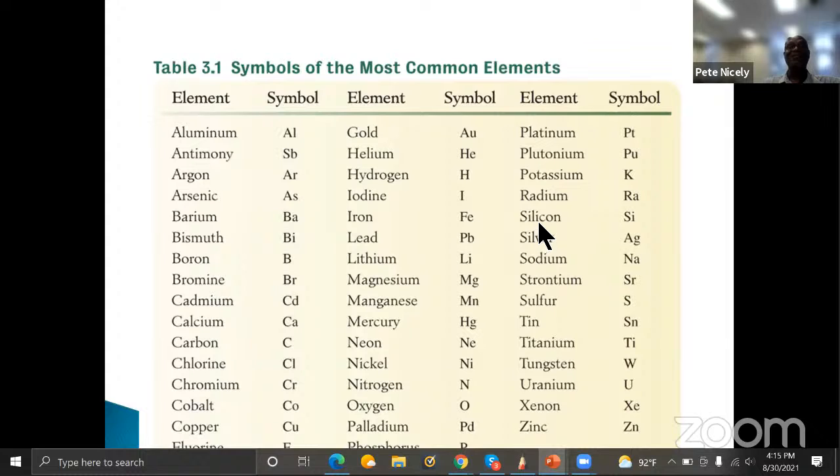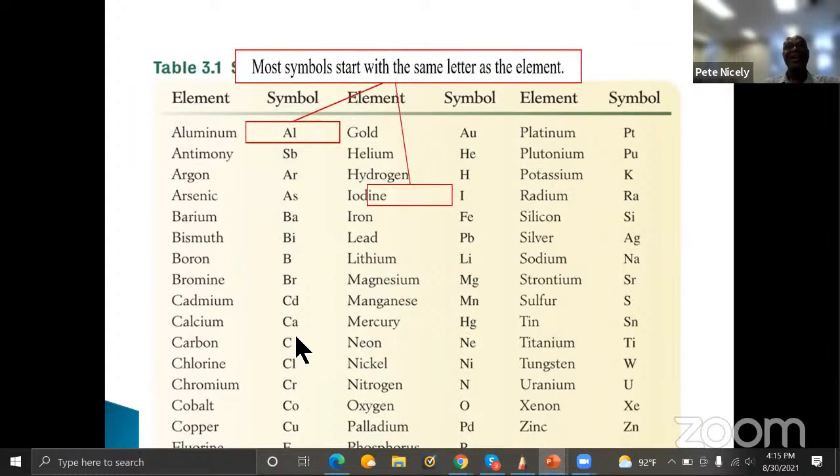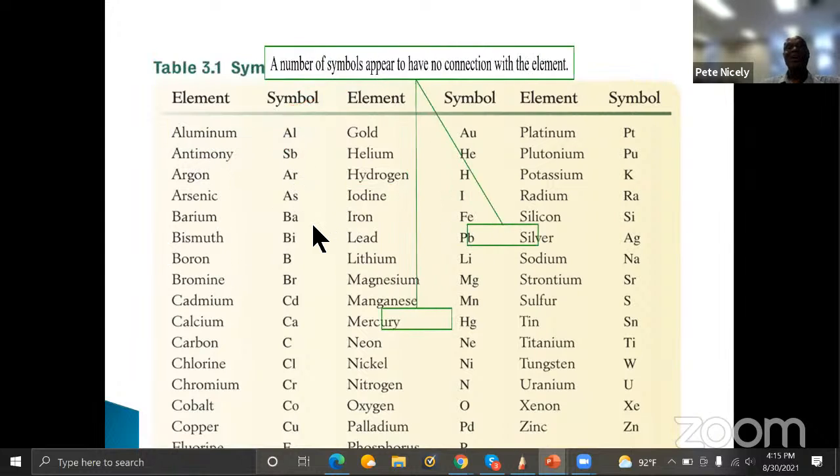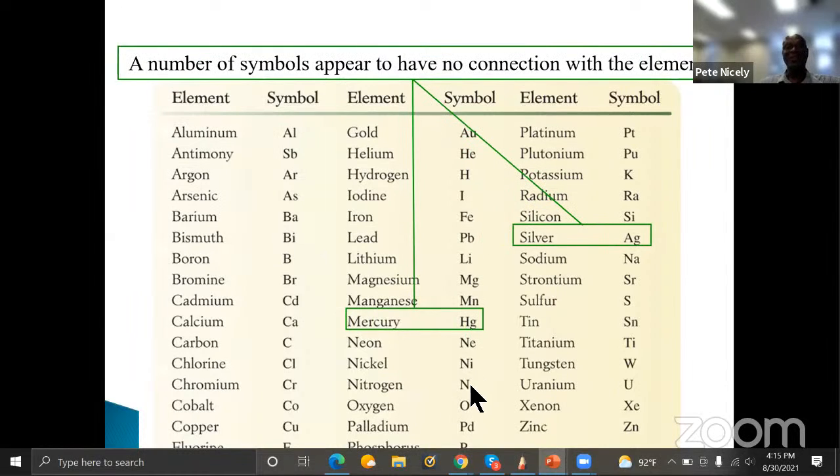And this is just a representative list of different elements and their symbols, right? And what you'll find is that most symbols start with the same letter as their element. So in most cases, you can actually see a correlation between the symbol and the actual name of the element, such as Al for aluminum and I for iodine. But in other cases, there's no connection, at least not in the English language, between the symbol and the name of the element. So for example, the symbol for mercury is Hg, and the symbol for silver is Ag, all right?